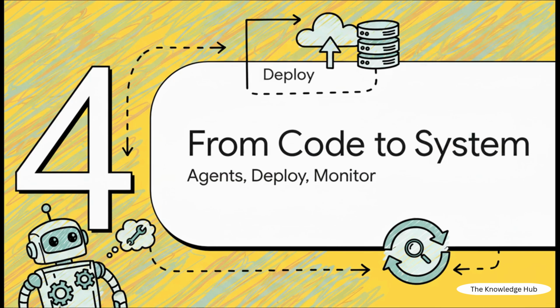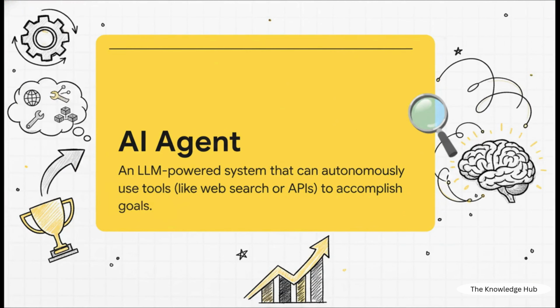Okay, so your system can answer questions. That's great. But what if you want it to actually do stuff, not just talk? That's what we're talking about next. We're going to bring it all together and turn this code into a complete system with agents, deployment, and monitoring. This is where AI agents come into play. An agent is basically an LLM-powered system that you give tools to. It's like giving your LLM hands and eyes to interact with the digital world. It can search the web, run some code, call an API, all to accomplish some bigger, more complex goal.